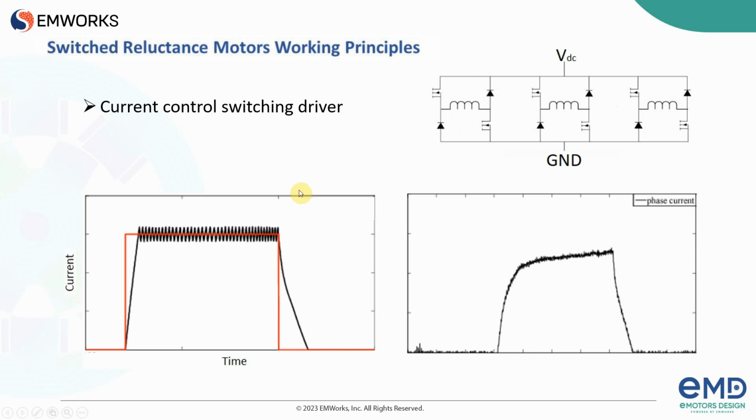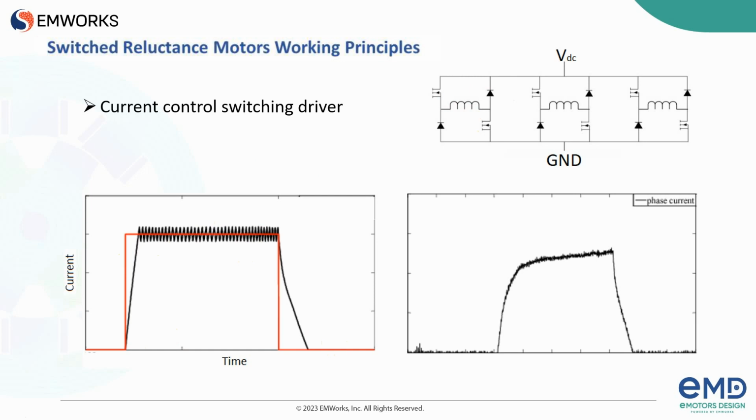The ideal waveform of the current in the phases is a pure square wave, but due to the inductance of the windings, we can't reach this ideal shape. So we try to control the current by switching this circuit on and off.